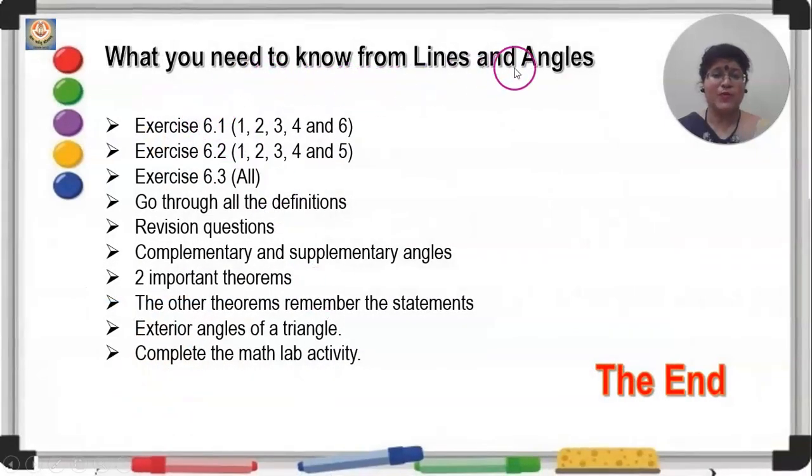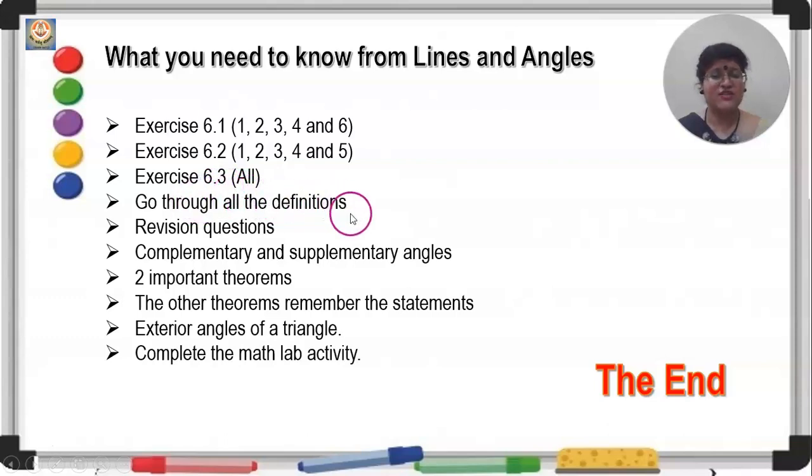What you need to know from lines and angles. Make a note of this. Exercise 6.1. From that exercise, these are some of the important questions. I have not noted down 5 here. You make a note of this: 1, 2, 3, 4, and 6. These are important questions. From exercise 6.2, you need to know how to solve the first one, second, third, fourth, and the fifth one. Now, exercise 6.3 is a very important exercise. You have to learn how to solve all the questions from exercise 6.3.